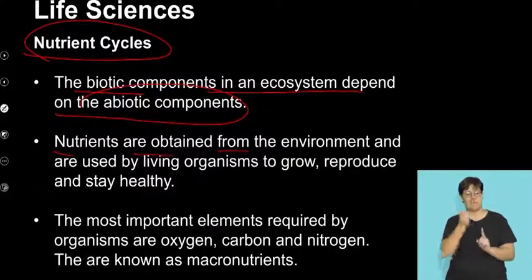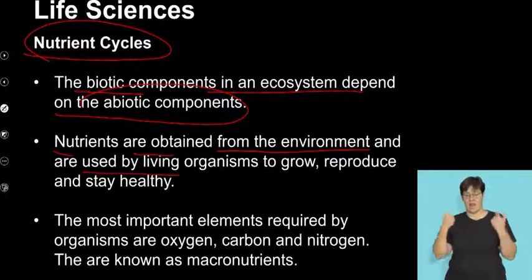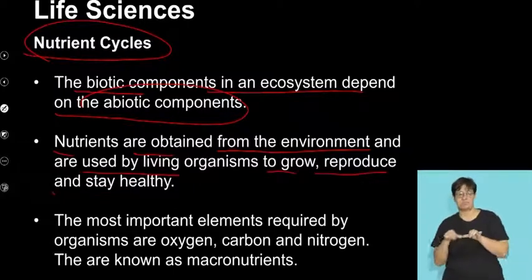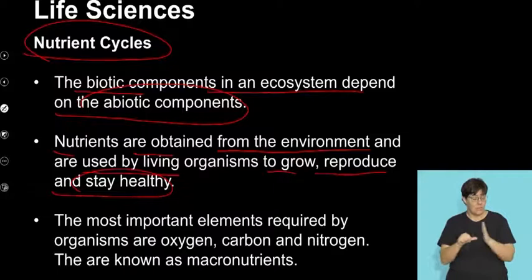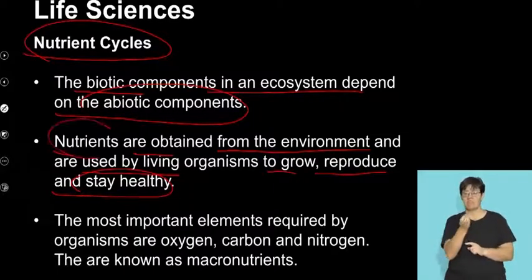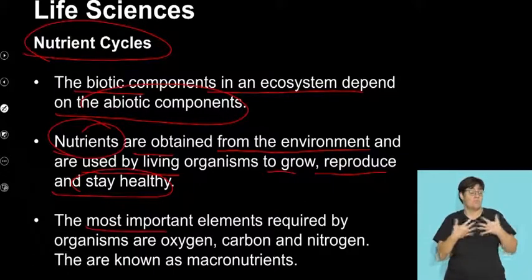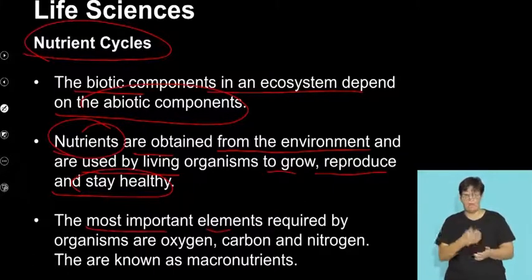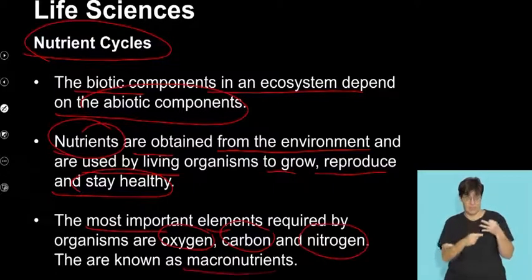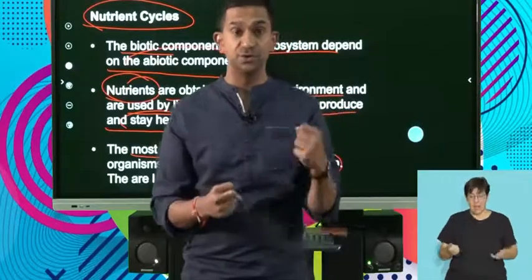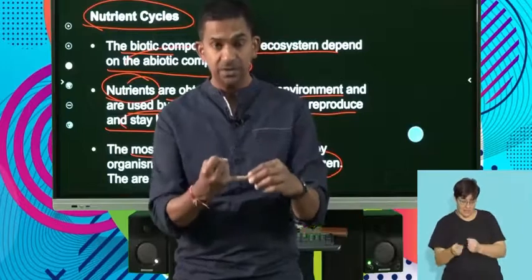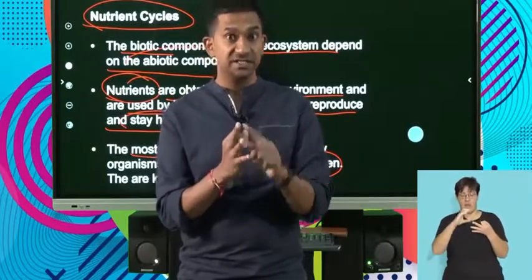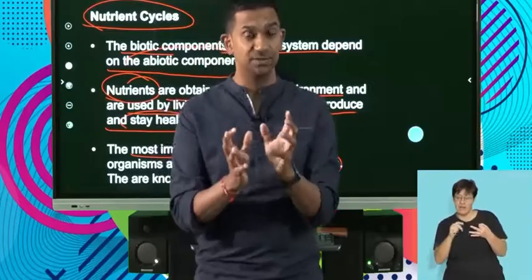Nutrients are obtained from the environment and are used by living organisms to grow, reproduce, and stay healthy. And it's important that we recognize that this nutrient supply needs to constantly be replenished. The most important elements that are required by organisms are oxygen, carbon, and nitrogen, and these are known as your macronutrients. So again, in the context of living organisms producing organic compounds, carbon, oxygen, and nitrogen are the essential macronutrients that are needed for these important processes.